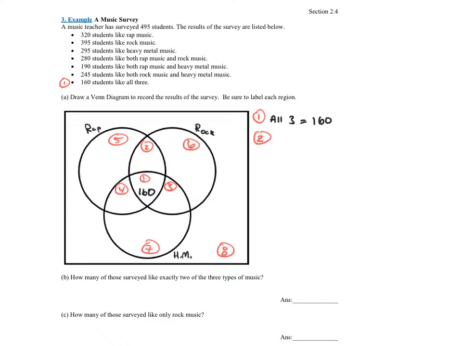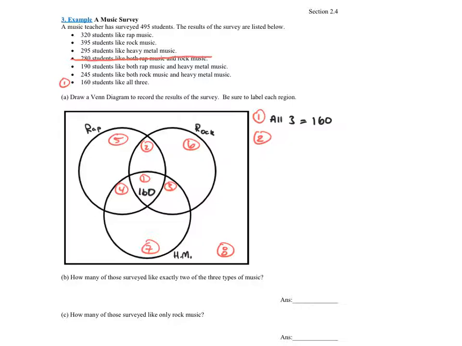Let's think about region 2. What is region 2? Well, region 2 represents rap and rock, but we have to be careful. They like rap and rock, which is region 2, but they do not like all 3. So let's see how many total students like rap and rock. I see 280 students like rap and rock. So when I add region 1 and region 2 together, I have to get 280.